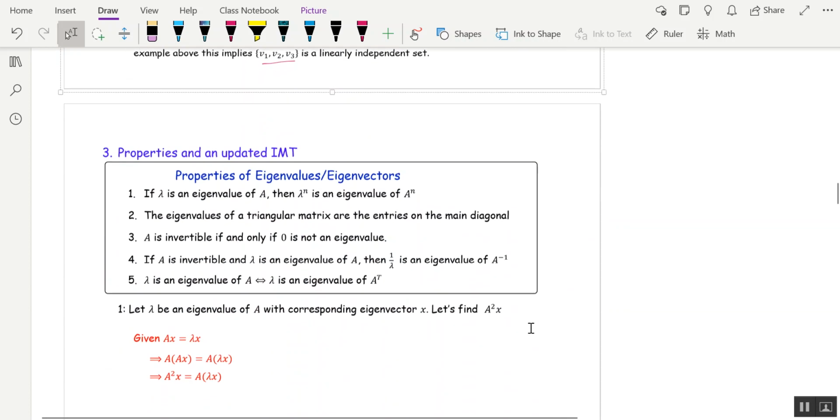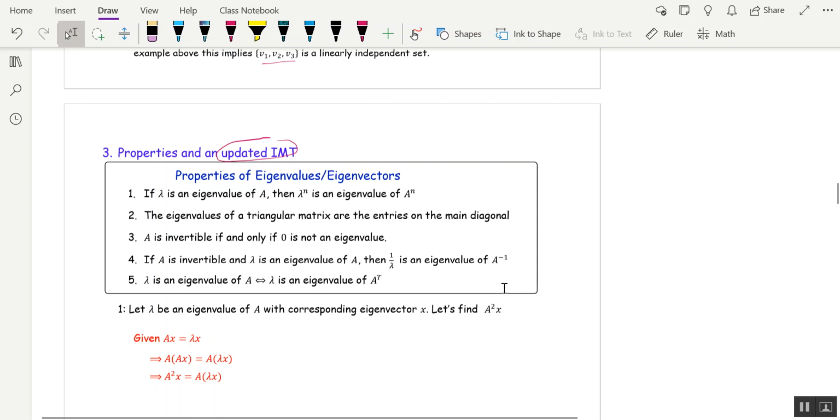All right, so now I'm going to talk about some properties of eigenvalues and eigenvectors and an updated IMT. I'm going to go through these properties with examples to make them more clear, but just to read them off: if lambda is an eigenvalue of A, lambda to the n is an eigenvalue of A to the n. The eigenvalues of a triangular matrix are the entries on the main diagonal. A is invertible if and only if 0 is not an eigenvalue. That is going to be the updated IMT. Number 3, let's just do that now.